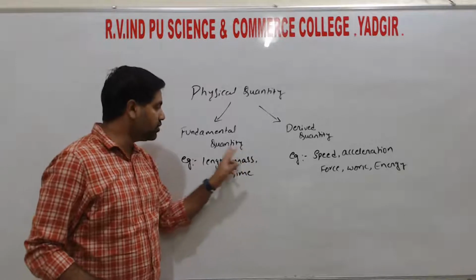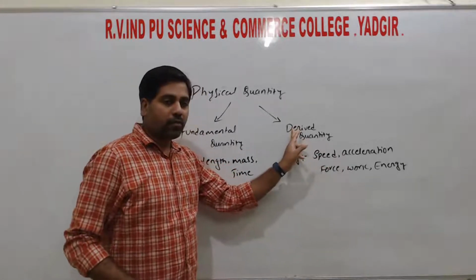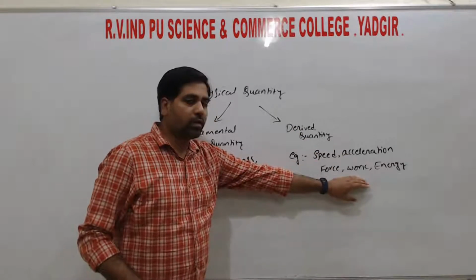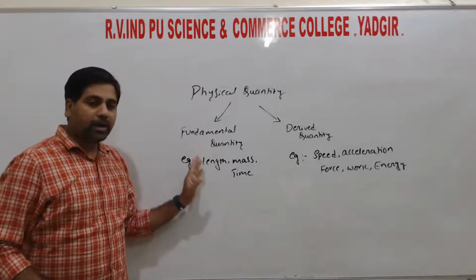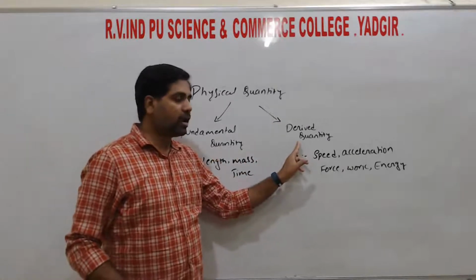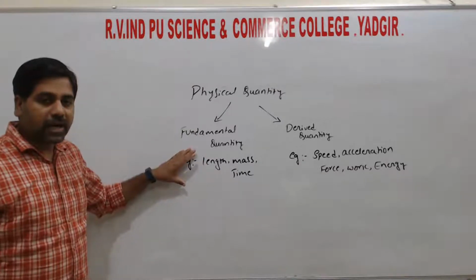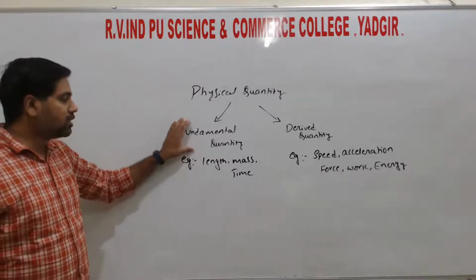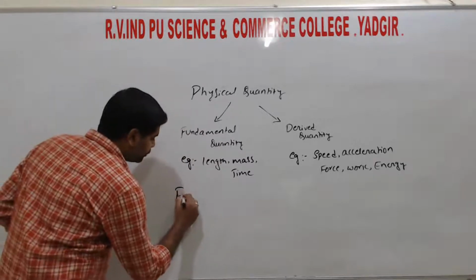So by using these fundamental quantities, we are defining the physical quantities. These are all the physical quantities which are defined with the help of the fundamental quantities, and those quantities we call derived quantities. The standard units which measure the fundamental quantities are called fundamental units.